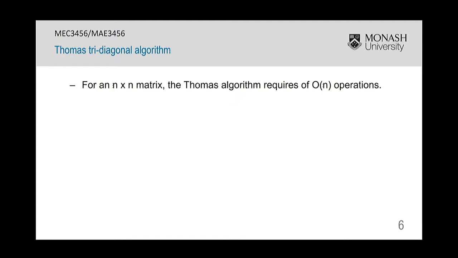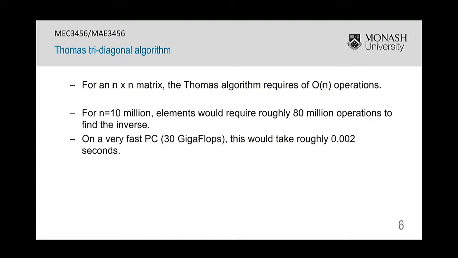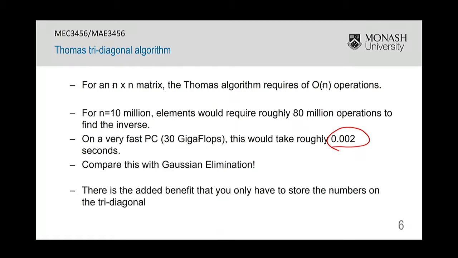So the Thomas tridiagonal algorithm requires order n operations, as I've already said. Now if n is equal to 10 million, that would take roughly 0.02 seconds, so 2 milliseconds. Compare that to 200 hours on a supercomputer. Significantly different. That's all I wanted to say on direct methods. We're going to focus in this unit on iterative methods.